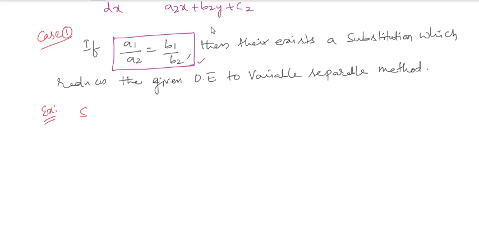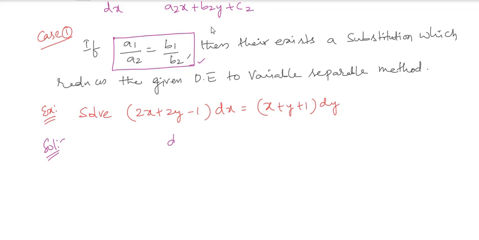The example is: solve (2x plus 2y minus 1) dx is equivalent to (x plus y plus 1) dy. You have to solve it. So how will I solve it? Let me consider dy by dx here. What do we get? dy by dx is nothing but 2x plus 2y minus 1 divided by x plus y plus 1.